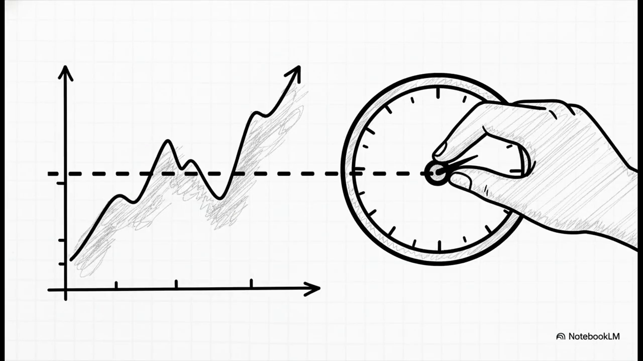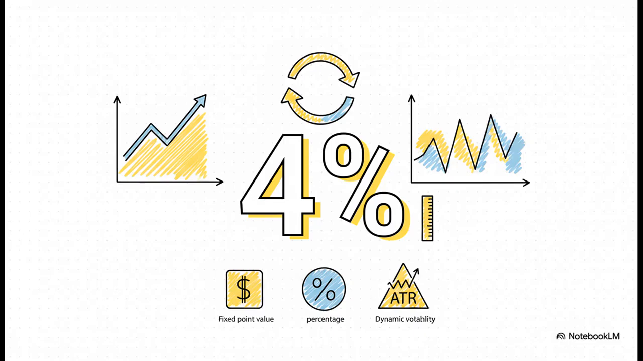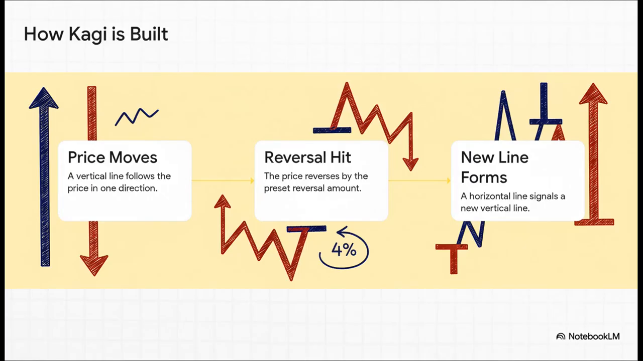And that's the million-dollar question, right? If it's ignoring all the small stuff, how does it decide what's a significant move? Well, the entire logic of the chart hinges on one single crucial setting that you actually get to control. And that setting is called the reversal amount. A really common way to set it is with a percentage, like 4%. So what that means is the price has to literally reverse course by at least 4% before the chart will even bother to draw a new line. You could also use a fixed dollar amount, or even something dynamic that changes with volatility, like the average true range, or ATR.